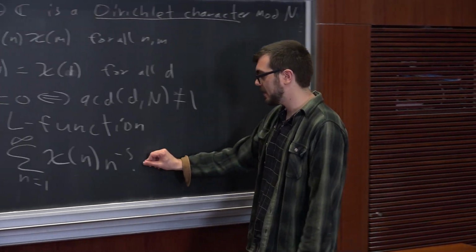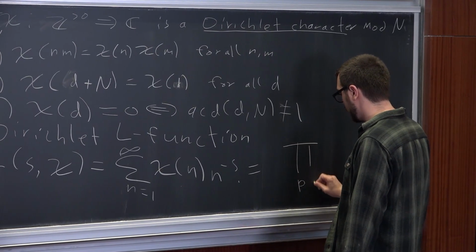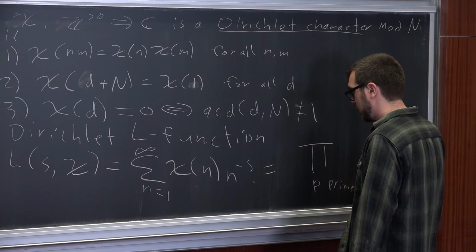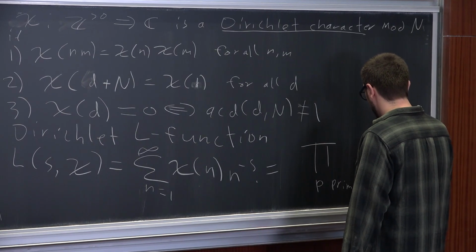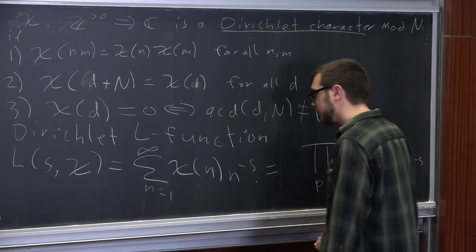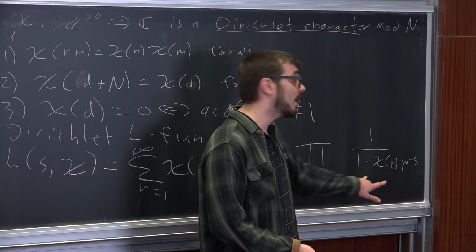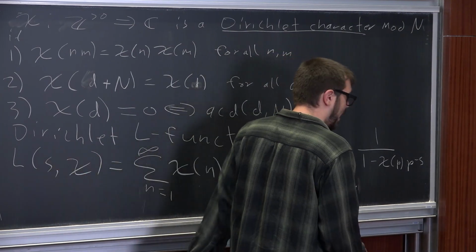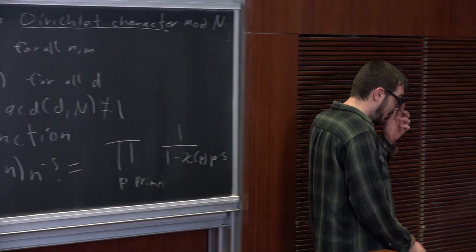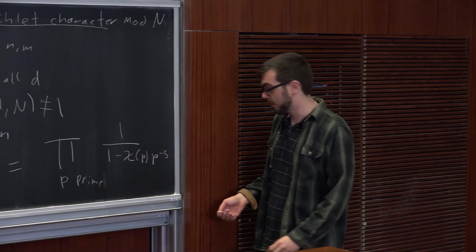I guess one way to see that is using the Euler product. We can describe it equally well as a product over prime numbers of 1 over 1 minus chi of p times p to the minus s. And by basically taking logarithms of this formula, you can see that if you understand the Dirichlet L function, you can understand primes in progressions.